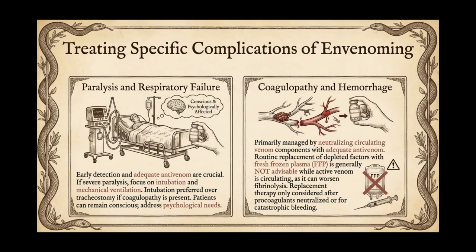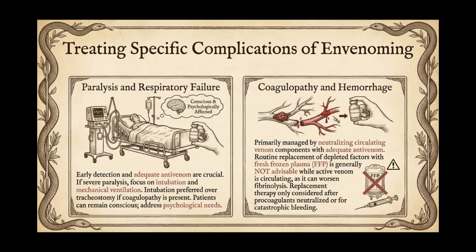Management of coagulopathy and hemorrhage primarily involves neutralizing circulating procoagulant or anticoagulant venom components with adequate antivenom. It is generally not advisable to routinely replace depleted coagulation factors and fibrinogen with products like fresh frozen plasma while active venom is circulating, as this can worsen fibrinolysis. Such replacement therapy should only be considered after procoagulants are neutralized, indicated by improving coagulation parameters, or in cases of catastrophic bleeding.